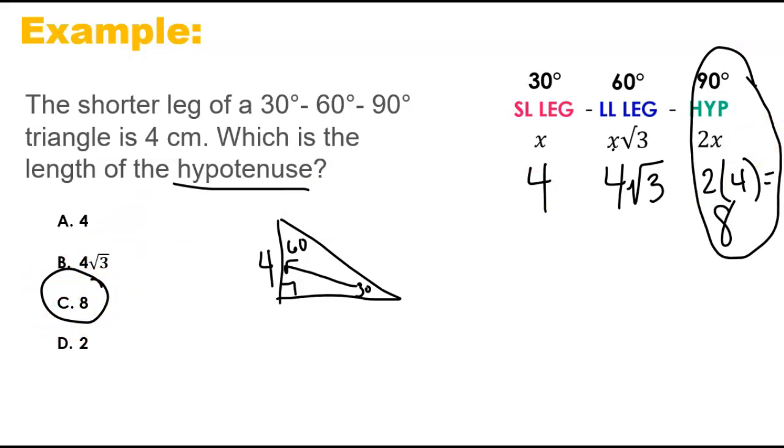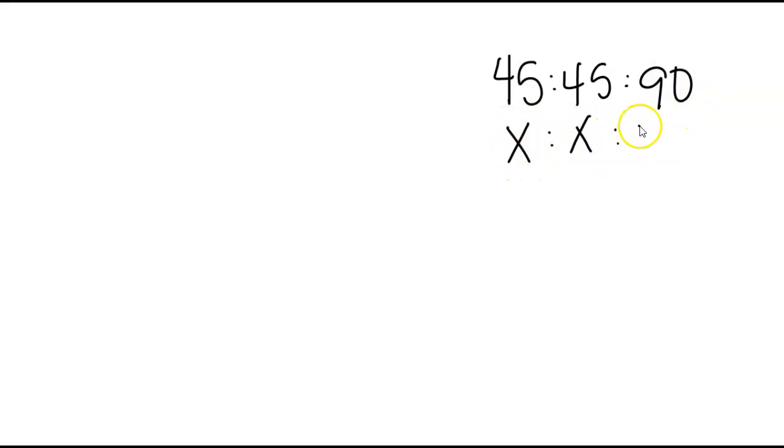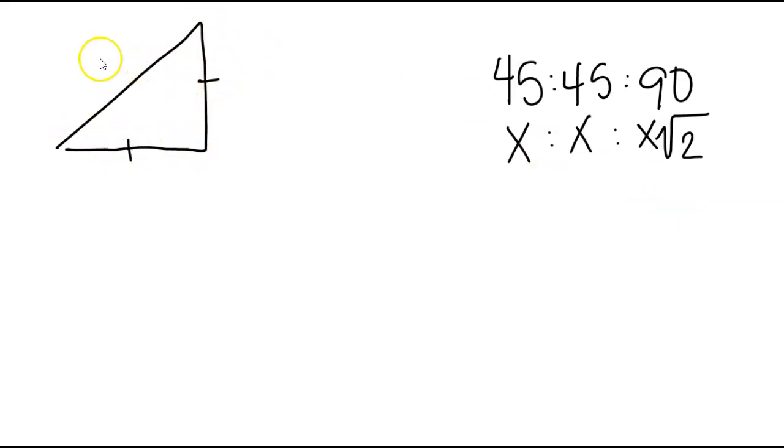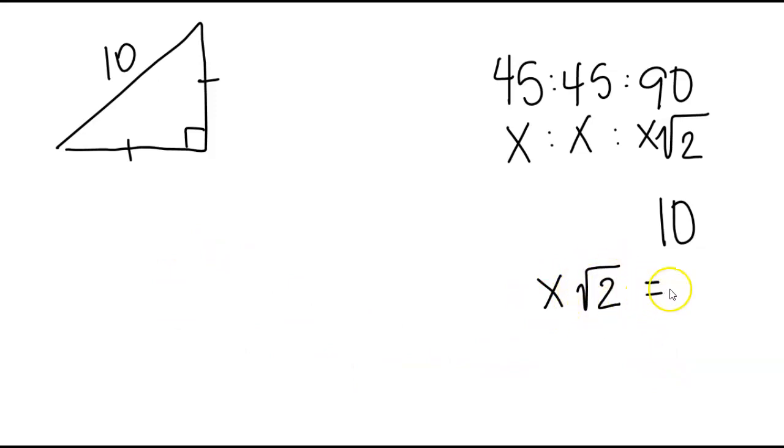Real quickly, I want to look at another example, because we're going to see these and I want to review square roots. Let's just do 45, 45, 90 to keep it easy. You have x, x, x square root of 2. Let's say that you are given a triangle and the hypotenuse is 10. The hypotenuse is matched up to the 90 degree, right? So I'm putting a 10 underneath here. So what that means is we have x square root of 2 is equal to 10.